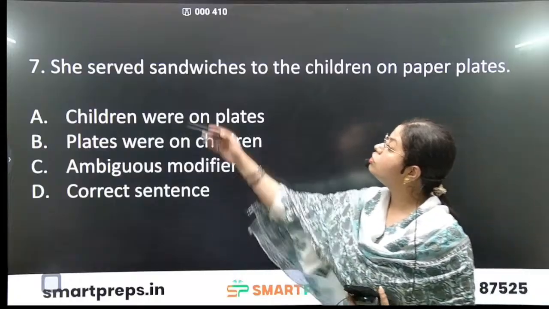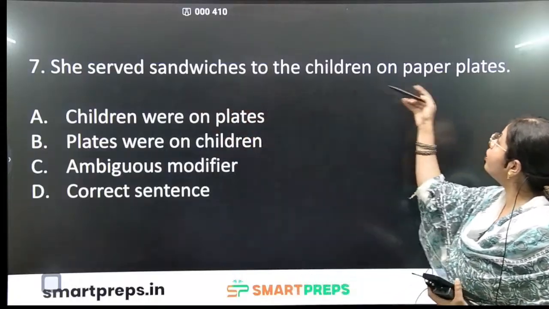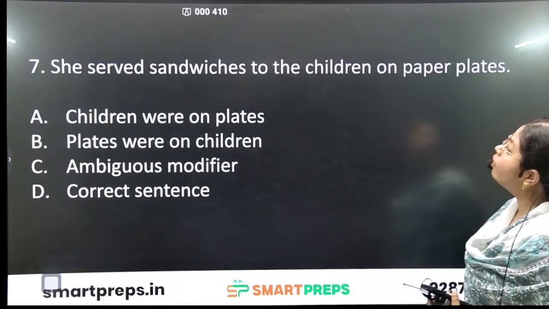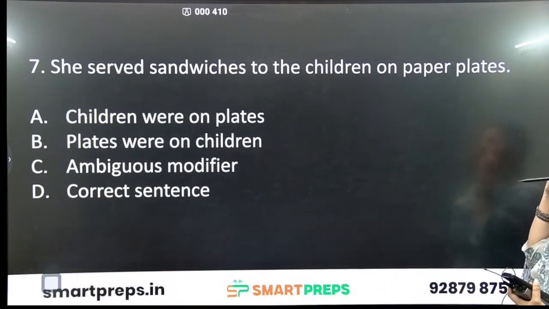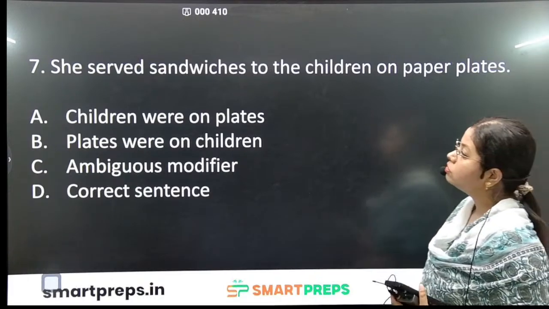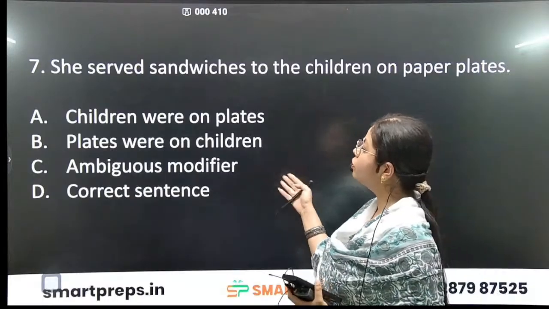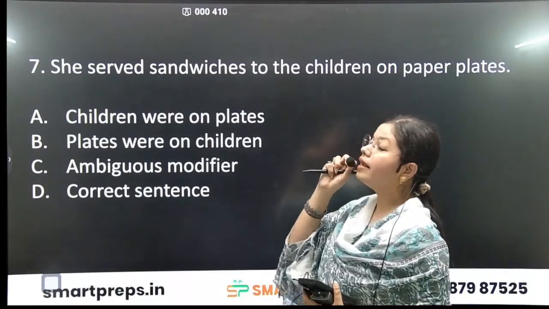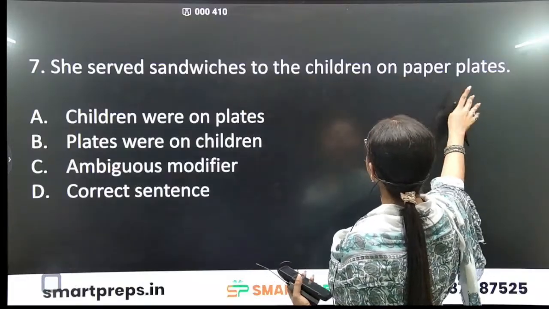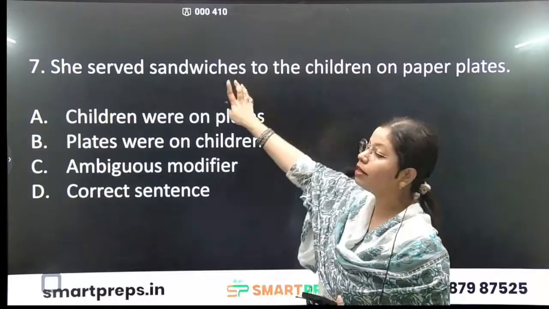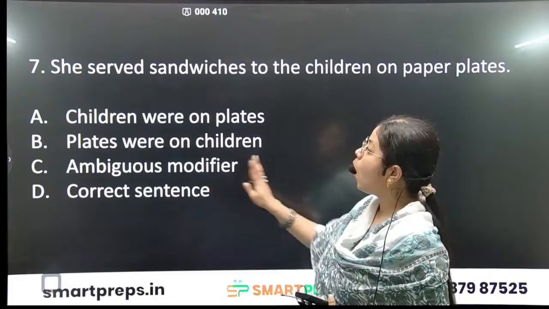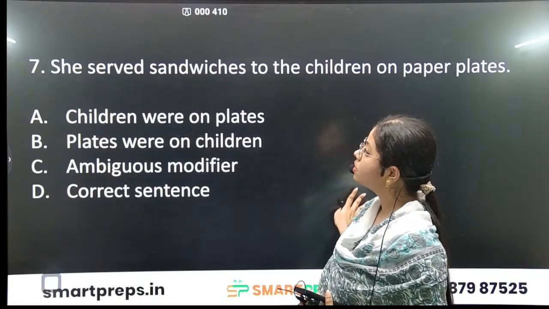Next question, she served sandwiches to the children on paper plates. Is the statement correct? Children were on plates, or plates were on children, an ambiguous modifier. This is the correct sentence where she served sandwiches to the children on paper plates. The subject is there and children are also mentioned there. So option number D is the correct option.